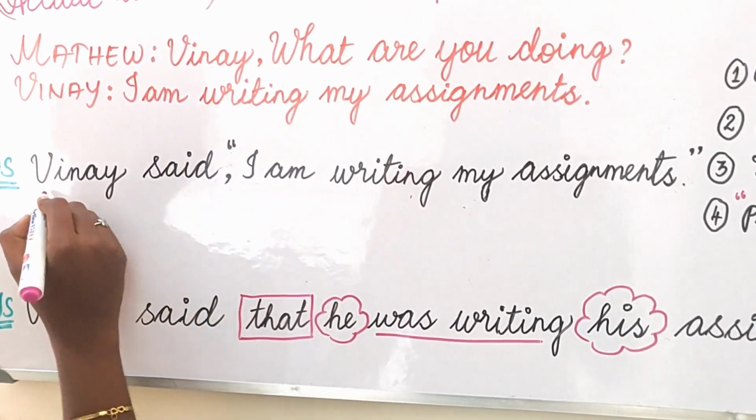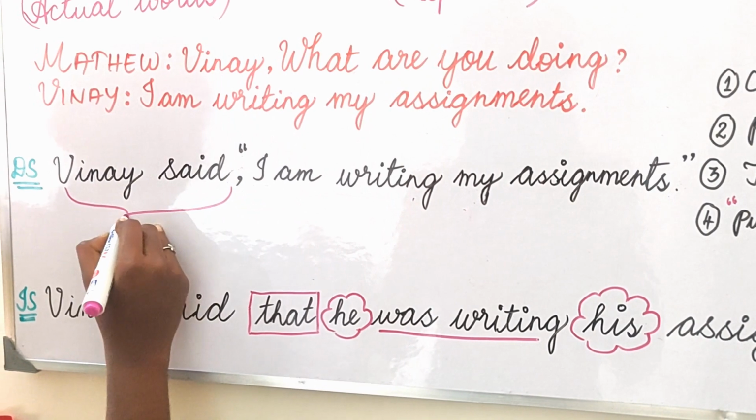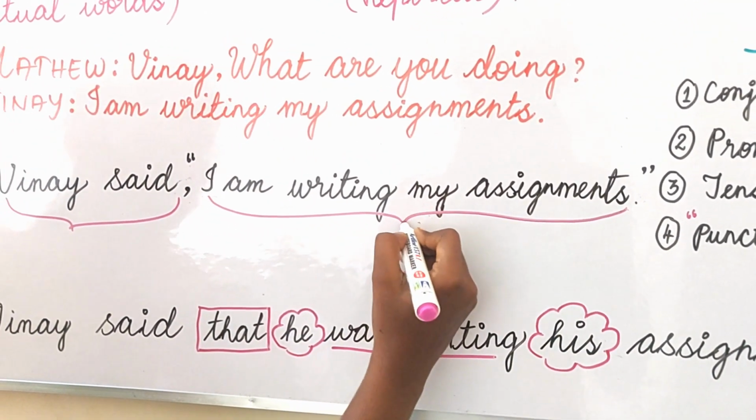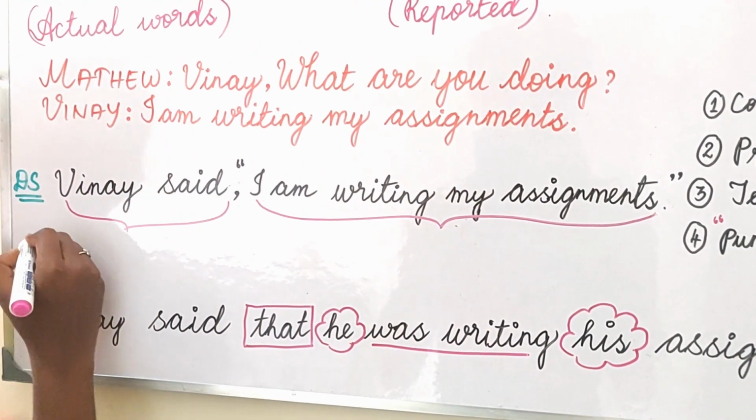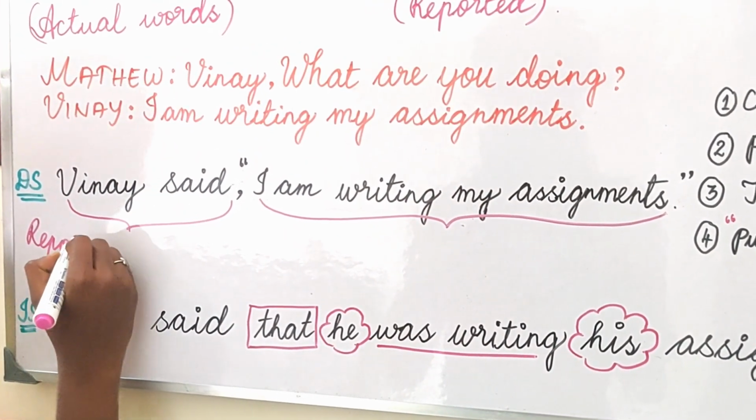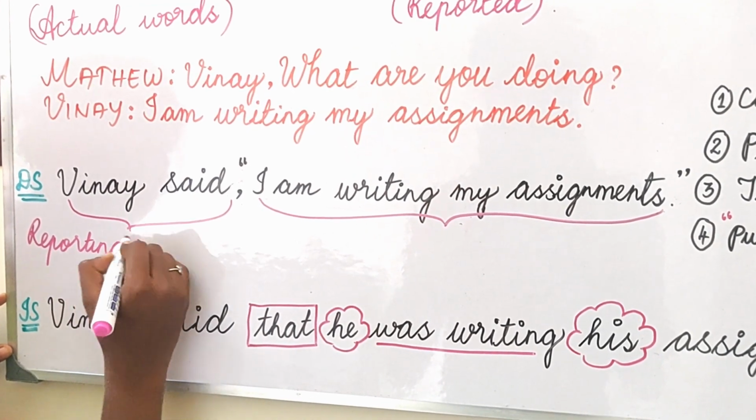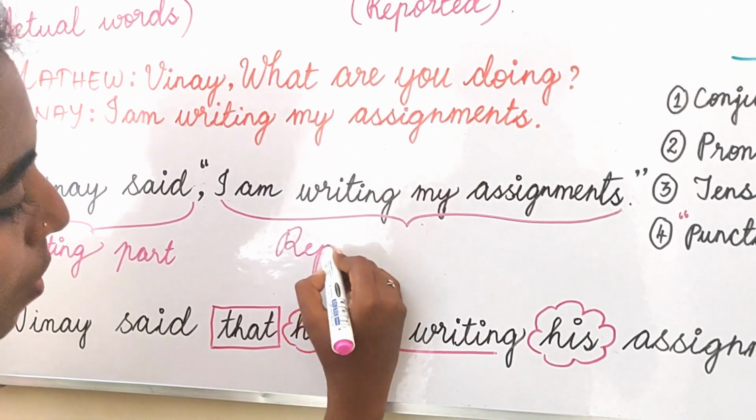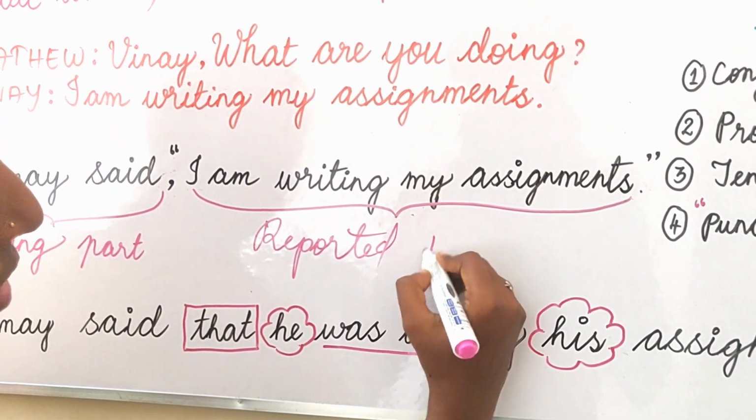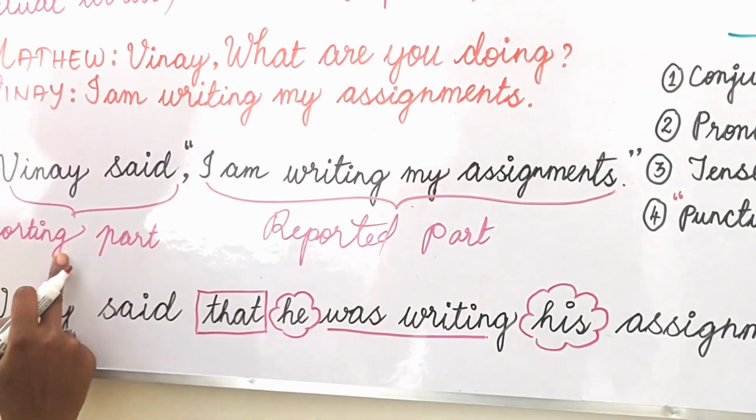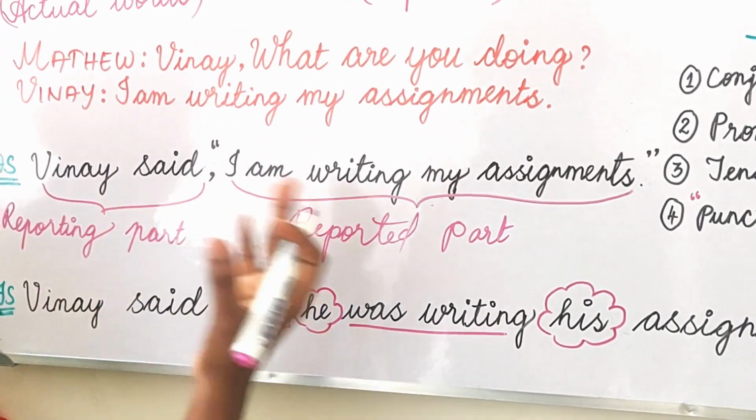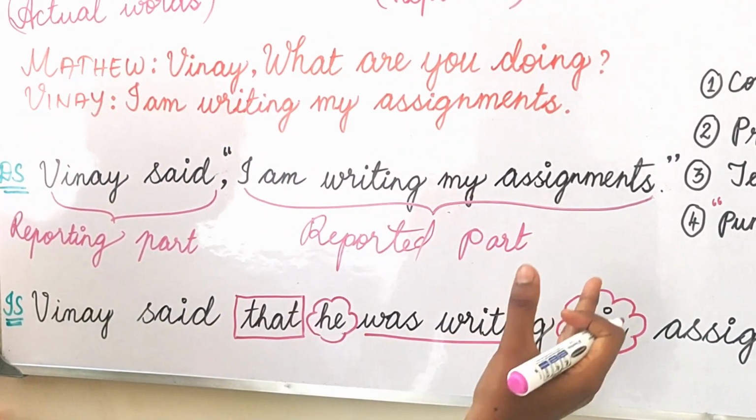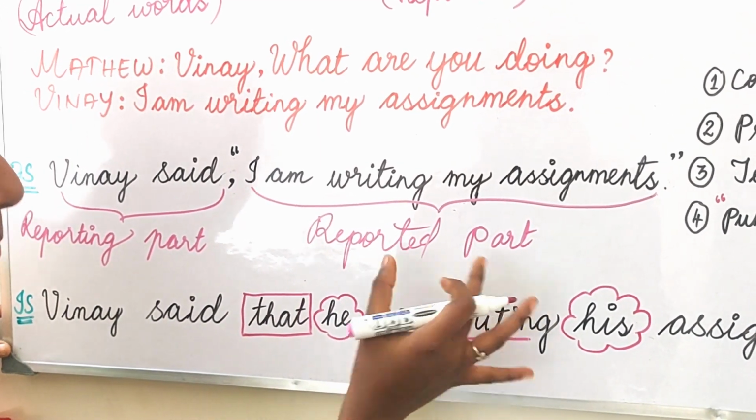So Vinay said, this part is the first part, and this part, I am writing my assignments, is the second part. This first part we call the reporting part, and this second part we call the reported part. Reporting part, reported part. Who said to whom? That comes under the reporting part. And what was said? That comes under the reported part.